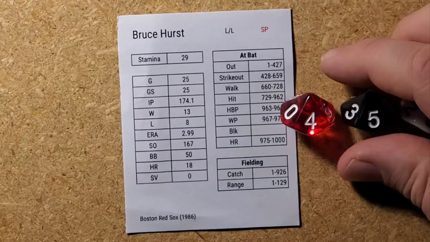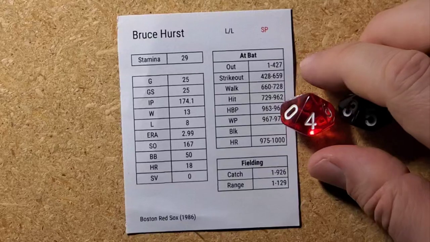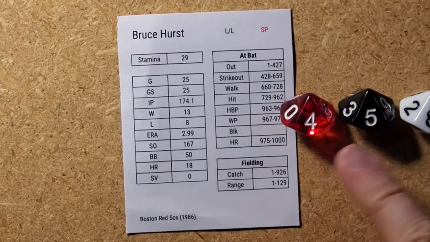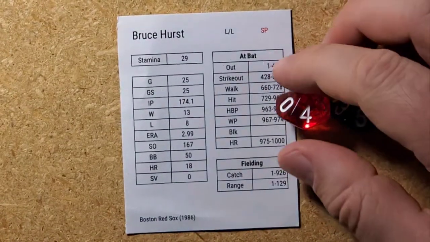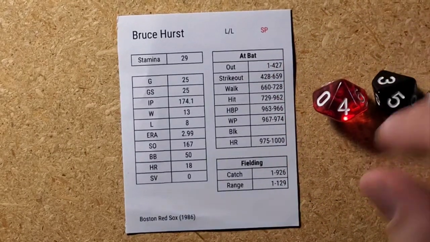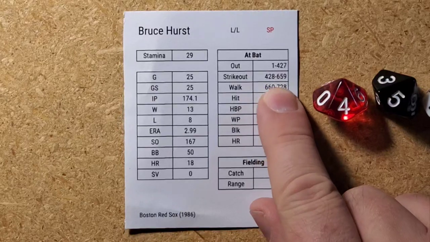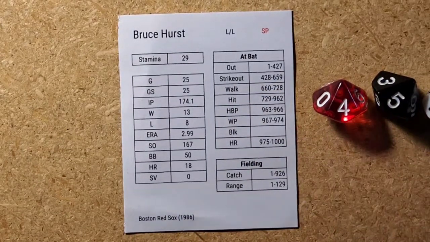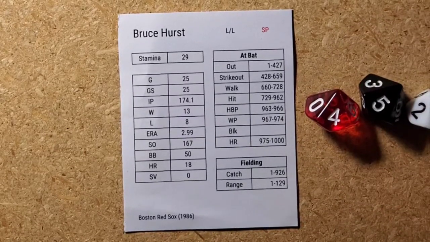And you can use any colors that you want. There's no special colors or anything like that, so just use whatever colors you want. Just make sure that you're reading this as a 458, right? 458, which if that were our roll would put us in the strikeout range. So 428 to 659 is the range for a strikeout. And so for Bruce Hurst against a batter, that would be a strikeout.